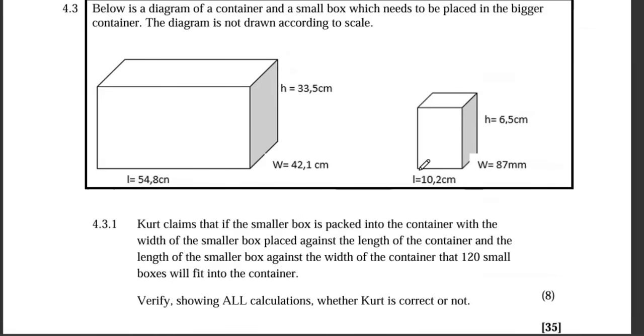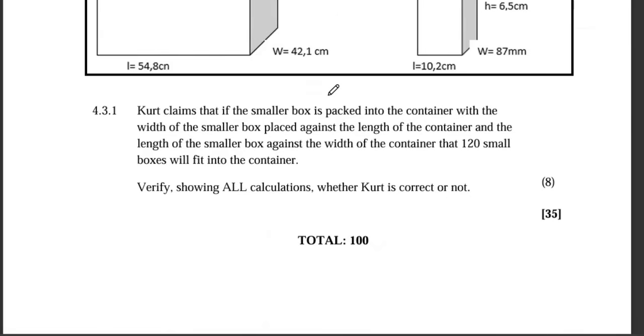4.3. It says, below is a diagram of a container and a small box which needs to be placed in the bigger container. The diagram is not drawn according to scale. Kant claims that the smaller box is packed into the container with the width of the smaller box first on the length. Now, the moment you read this, the width of the smaller box is packed against the length of the bigger box, or of the container.